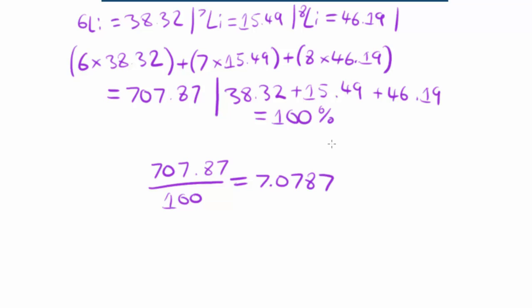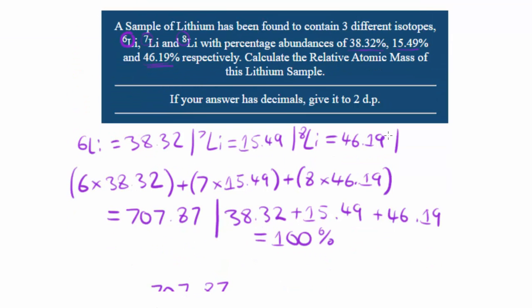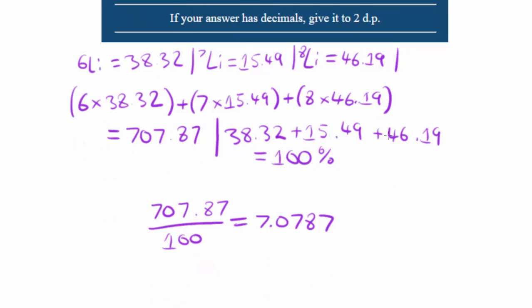Okay, so is this our answer or not? Well, we're close, but we do have to pay close attention to what the question actually asked us for. The question did not just ask us to calculate the relative atomic mass, but to calculate the relative atomic mass, and if it has decimals, give it to 2 decimal places. So in order to get the correct answer as required, we still need to do the rounding to the correct decimal places.